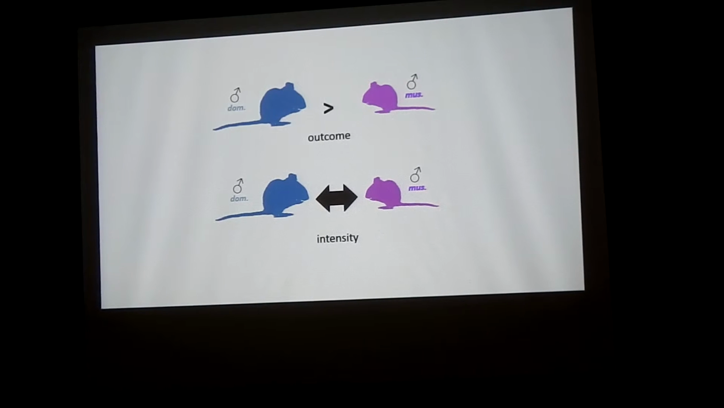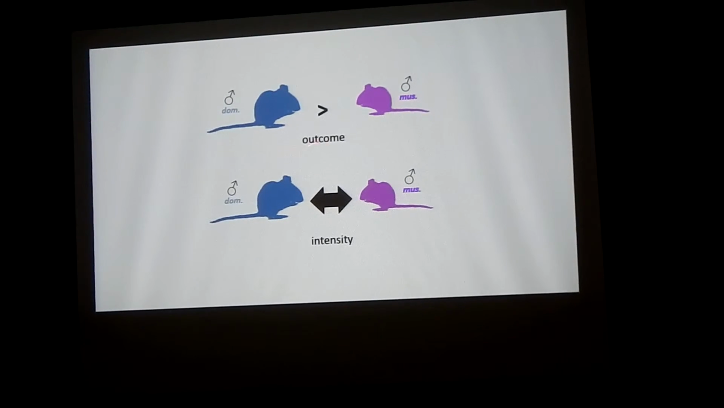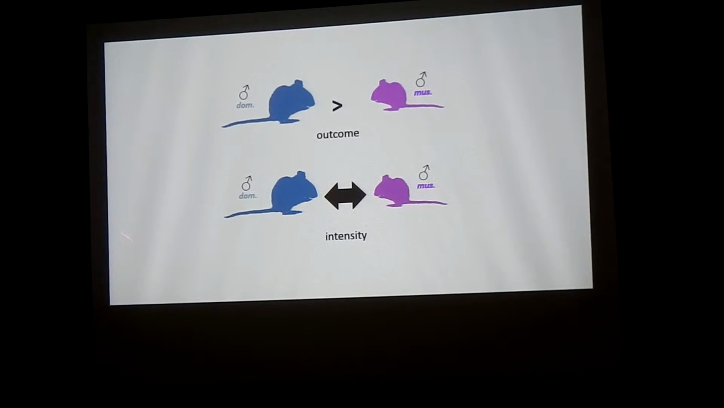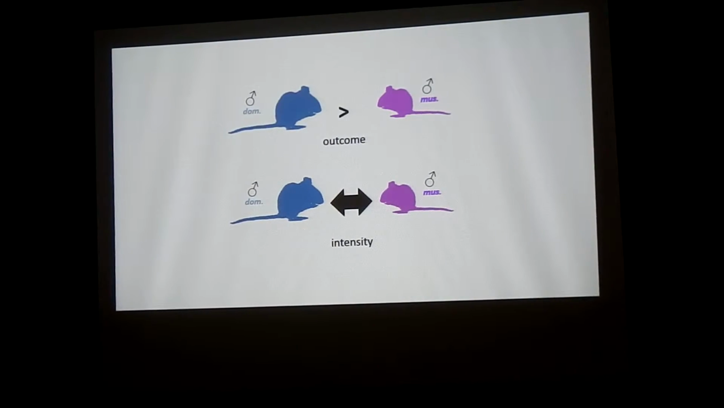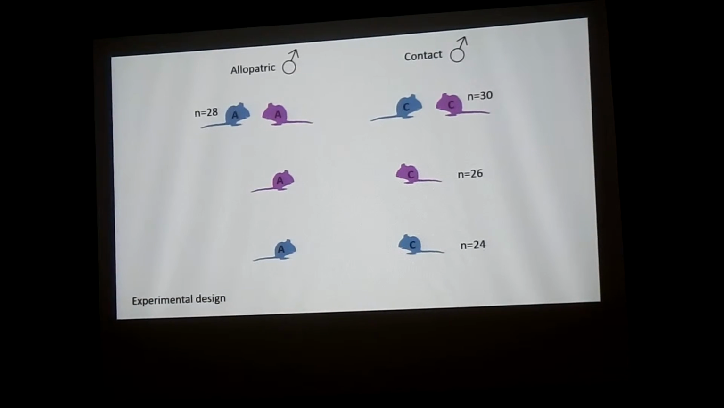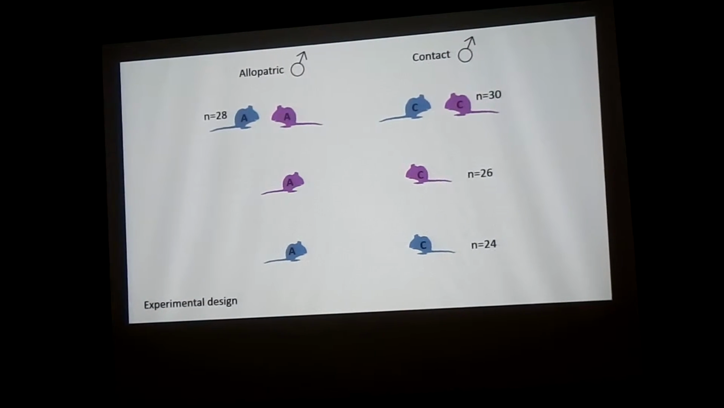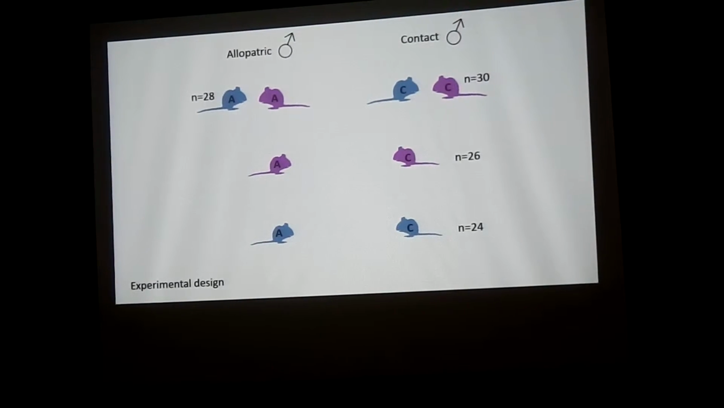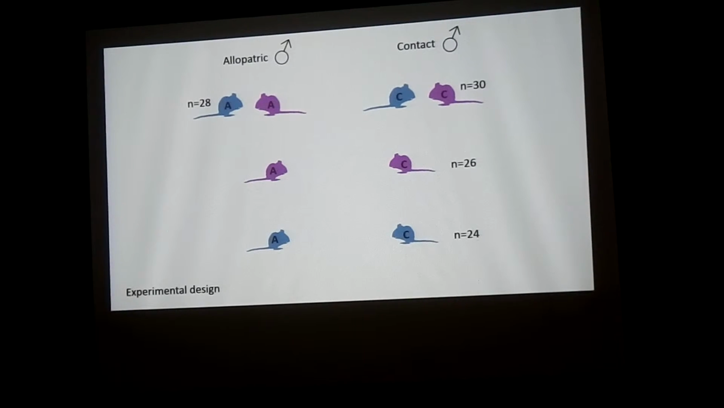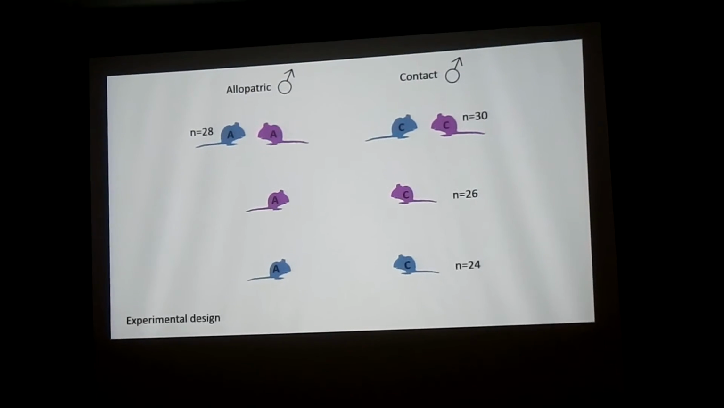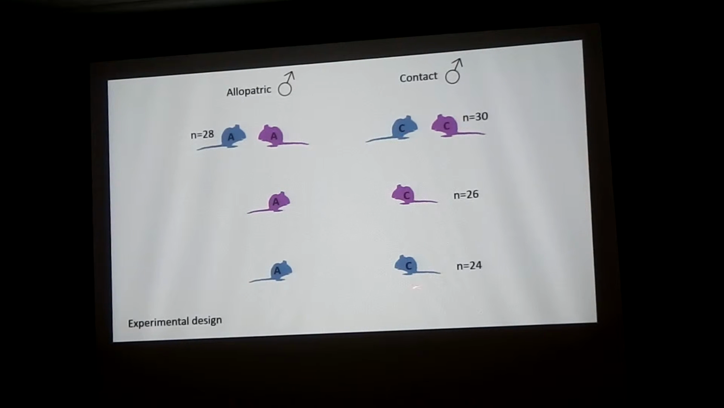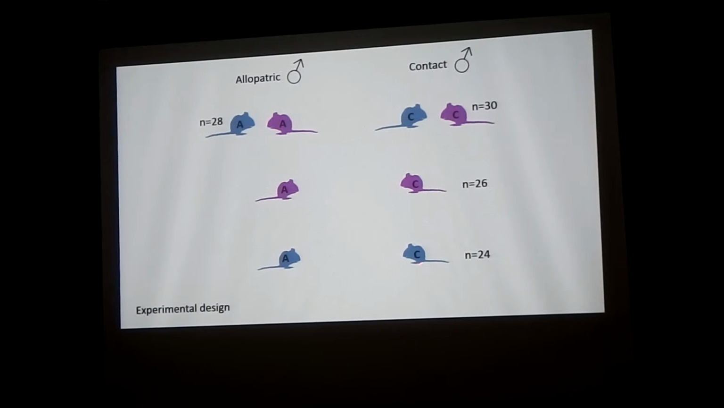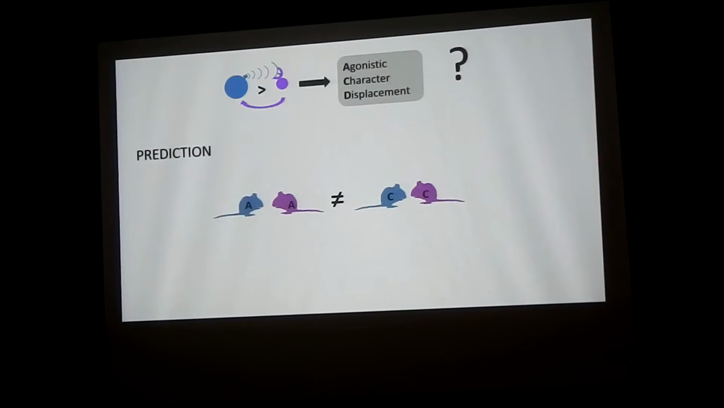So what we tested here was what the outcome was. Was it different between domesticus and musculus, which one dominated, and the intensity of the aggressive interaction. And we did 4 different experiments, 2 that involved inter-subspecies encounters, one between contact mice and another between allopatric mice, and 2 that involved intra-species encounters between contact and allopatric mice of the 2 subspecies.